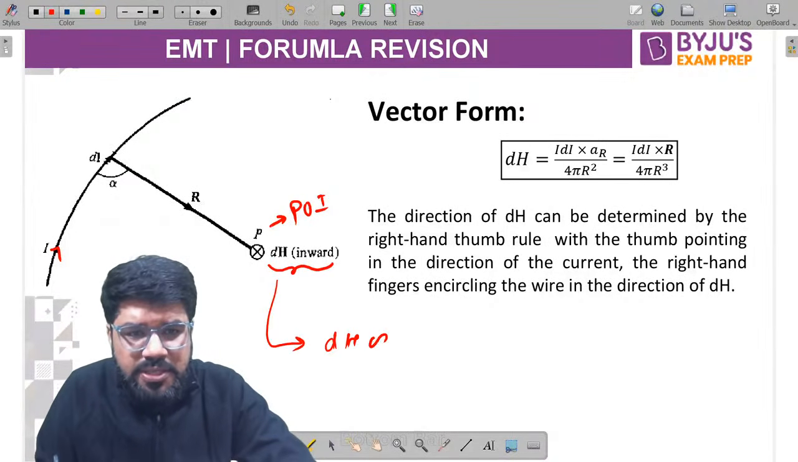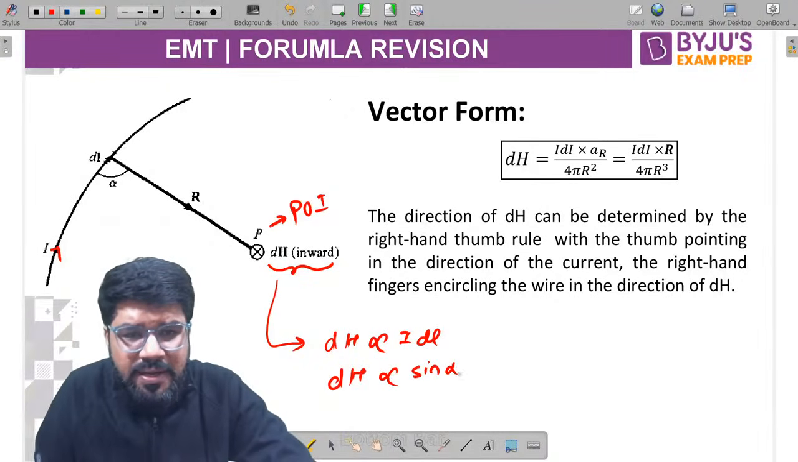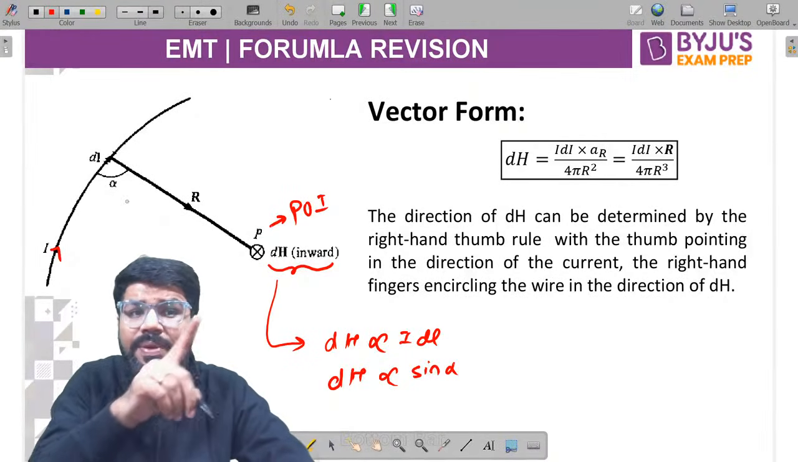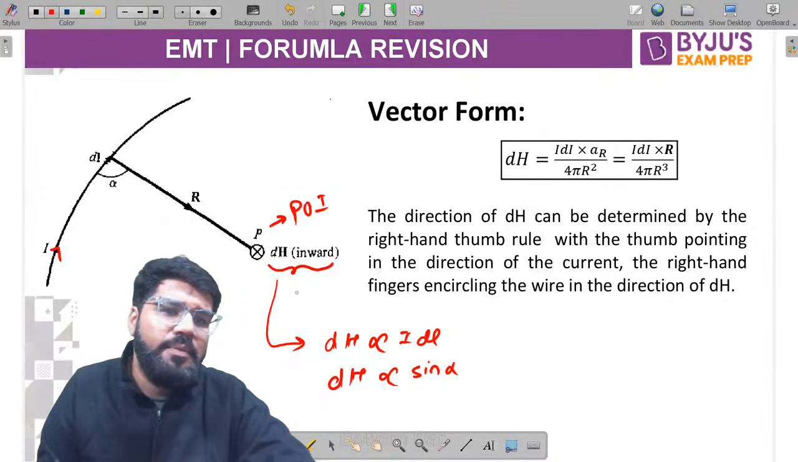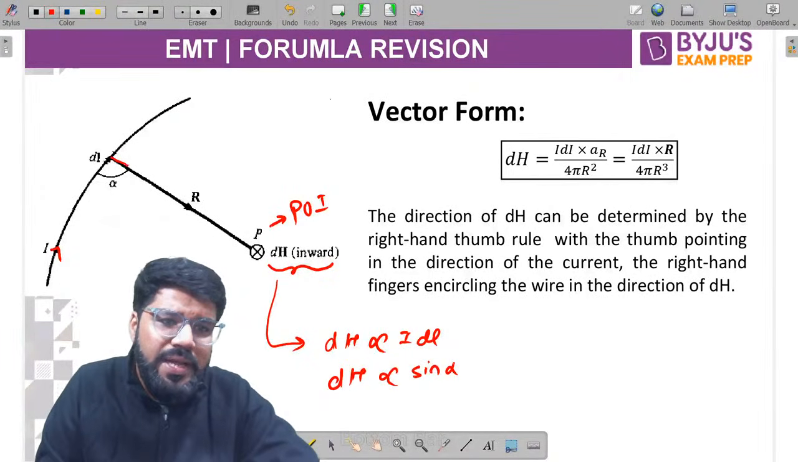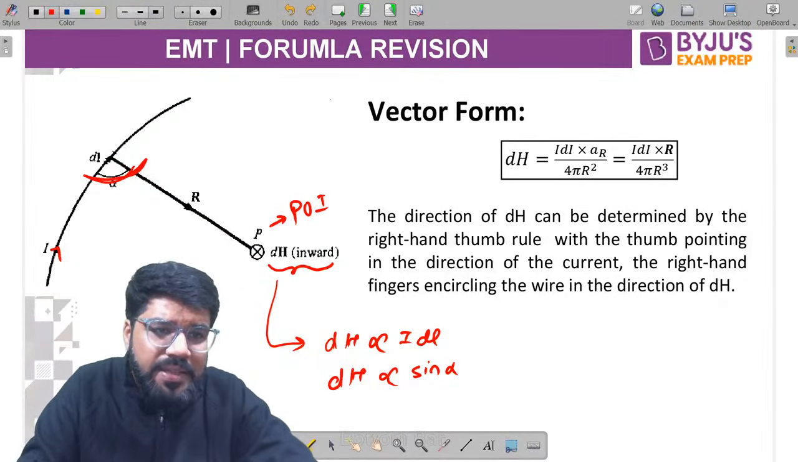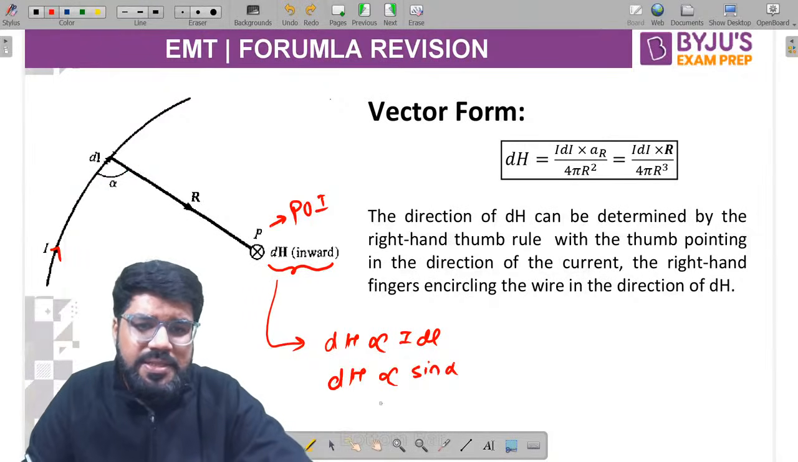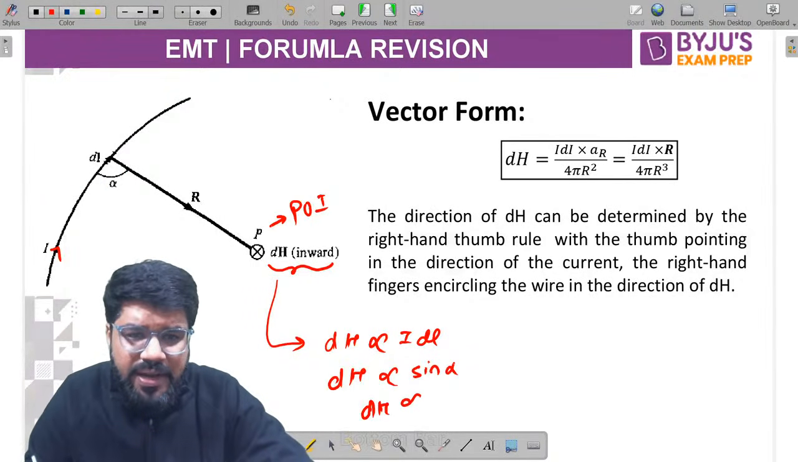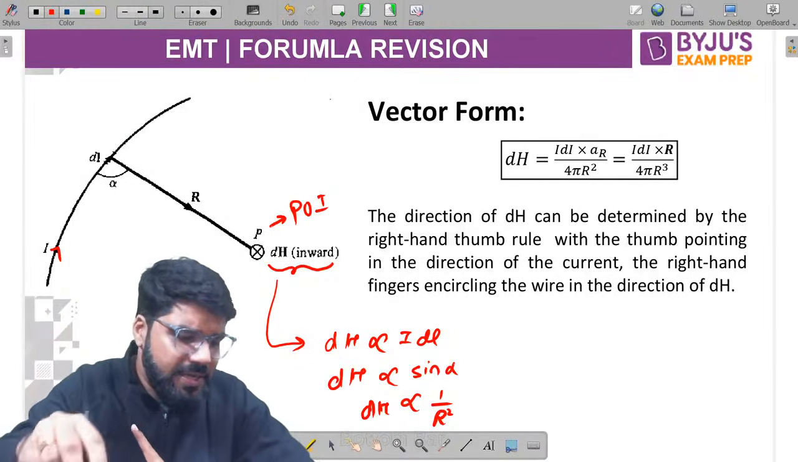According to the Biot-Savart law, this is proportional to the current element IDL. It is also proportional to the sine of the angle between the current element and the line joining the point of observation. So you take a line from the current element to the point of observation. What is the angle subtended by this line with respect to the current element? That is alpha. And this magnetic field, as expected, is inversely proportional to r square. The higher the distance, the lesser the field strength.